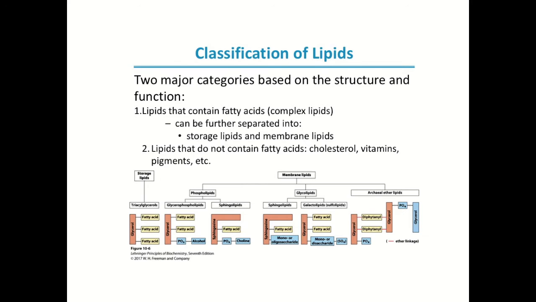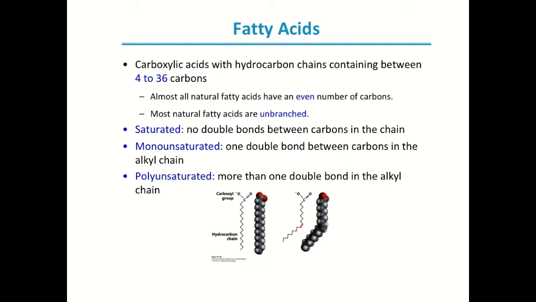There are two major categories of lipids: lipids that contain fatty acids and lipids that do not contain fatty acids. And then the first category can be further separated into two types: storage lipids and membrane lipids. So let's first talk about fatty acids. A fatty acid is a carboxylic acid with a long hydrocarbon chain that contains anywhere between 4 to 36 carbons. Almost all natural fatty acids have an even number of carbons, and most natural fatty acids are unbranched.